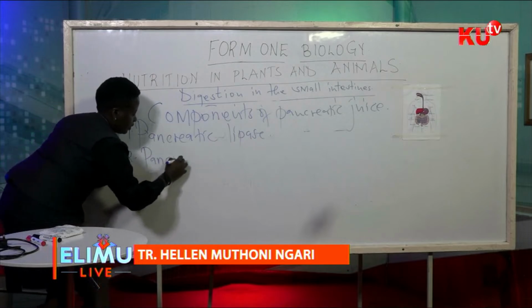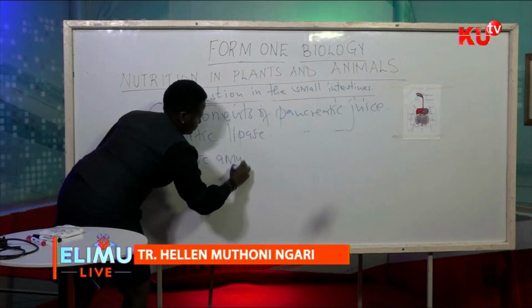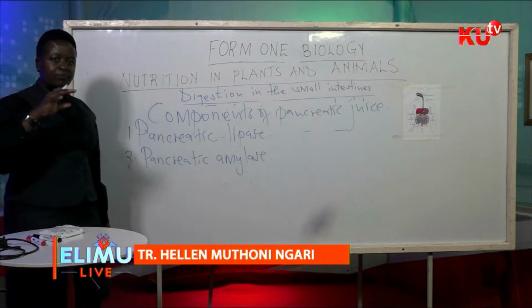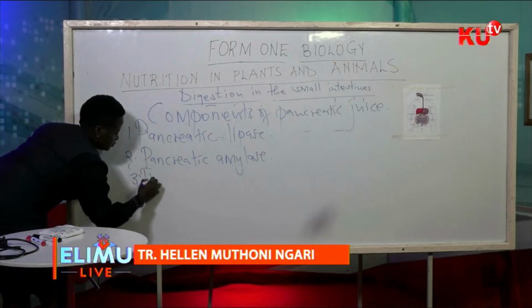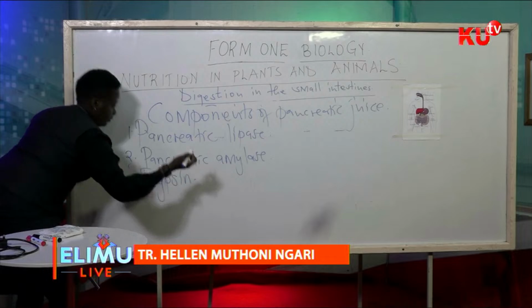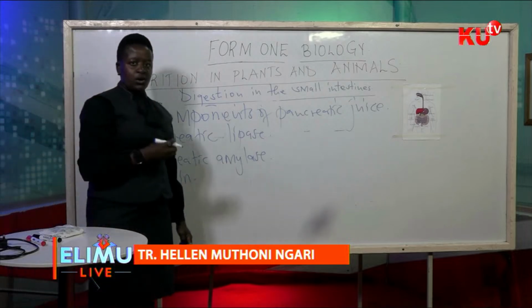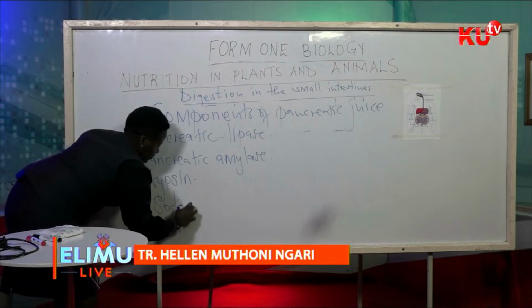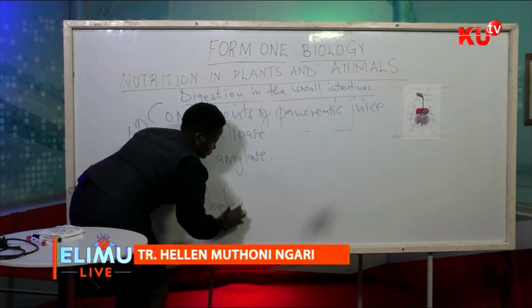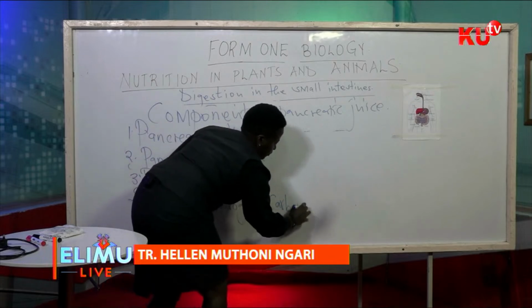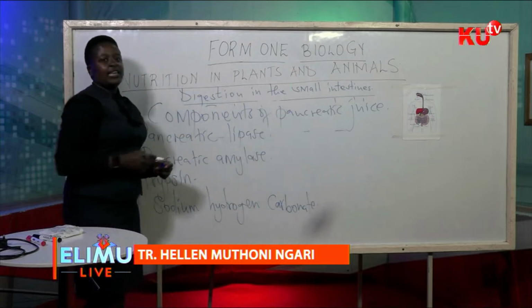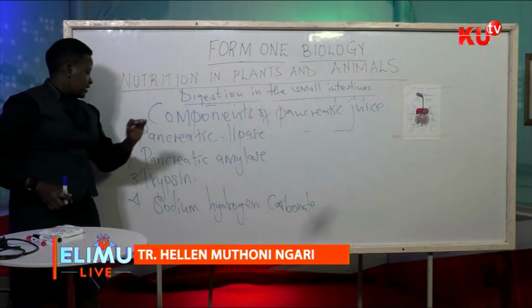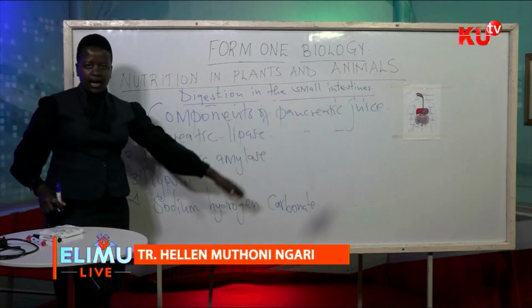We also have the third one that is called trypsin. And finally, we have sodium hydrogen carbonate. So these are the components that make up the pancreatic juice: pancreatic lipase, pancreatic amylase, trypsin, sodium hydrogen carbonate.